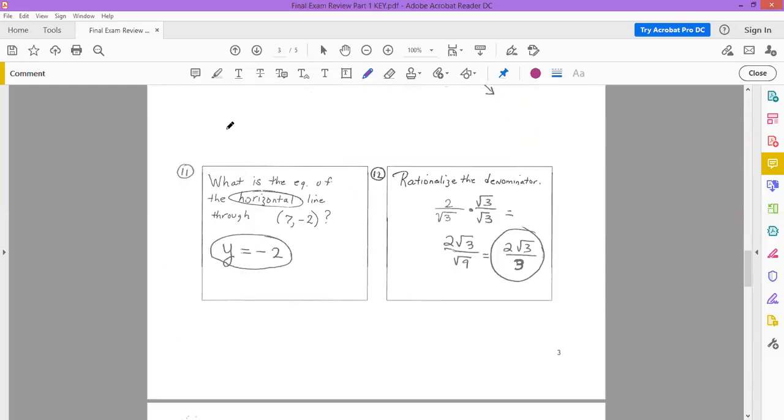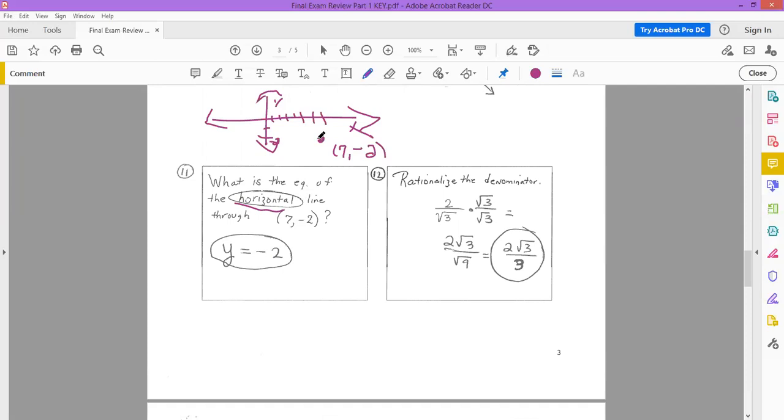Now, problem 11, what is the equation of the horizontal line? So think about our axes, and let's not get these confused. So we want to know the horizontal line that goes through this point, 7, -2. So if we're at 7, -2, we're going to go to 7 on the x-axis, 1, 2, 3, 4, 5, 6, 7, and then down to -2 on the y-axis. So right 7 spaces on the x-axis, and then down on the y-axis 1, 2. Here, plotting that point. This is the point 7, -2.